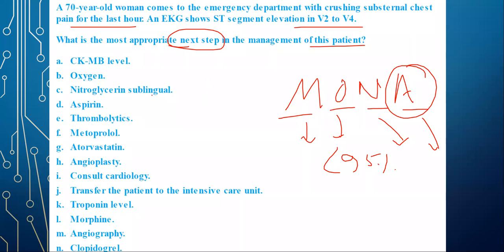Now, do we need to do a CKMB level or troponin level in this patient? No need. Why? Because first, we already got ST elevation, and this patient has just been having the pain for 1 hour, you would not get troponin or CKMB elevated in 1 hour, right? So doing that will not add anything.